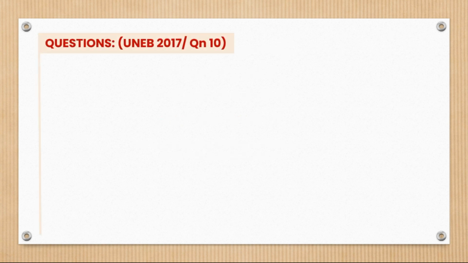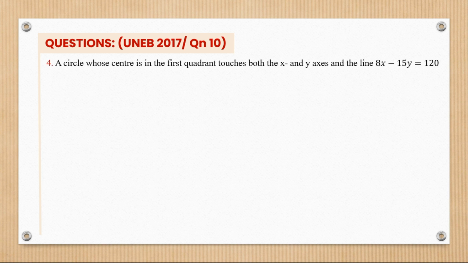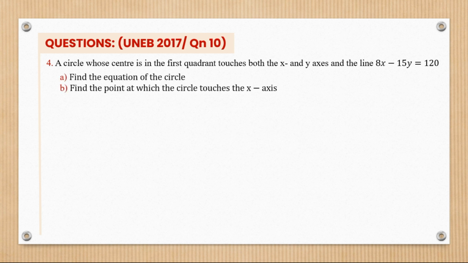Alright, so the next one is a question from UNEB 2017, and this was question 10. I'm being told that a circle whose center is in the first quadrant touches both the x and y axes, and the line 8x minus 15y equals 120. Part A, find the equation of the circle, and part B, find the point at which the circle touches the x-axis. We're going to first find the intercepts of the line.